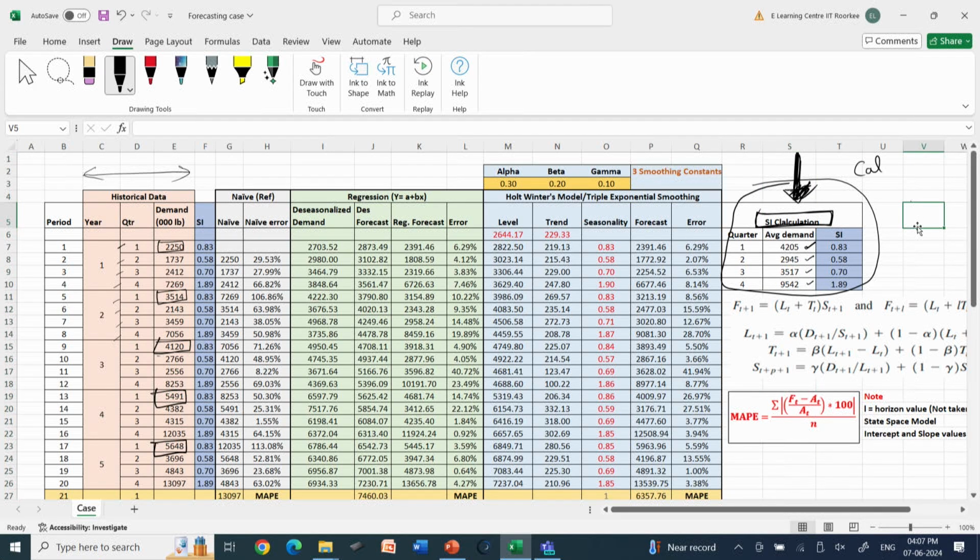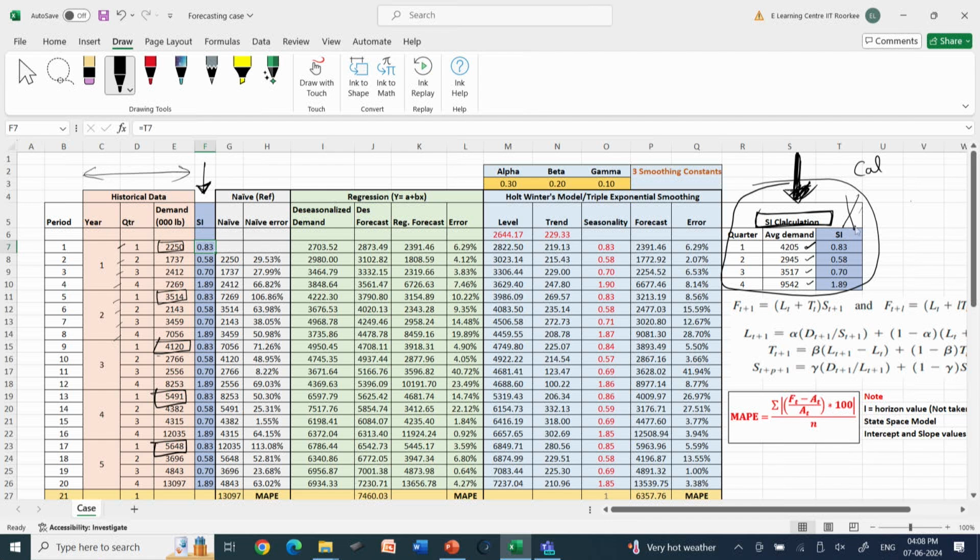Now, after getting this average demand, in fact, please do not see this column. Let us come back to column F, where we have the demand of a particular period divided by the average demand for that period. Like you see, 2250 divided by 4205. If you see the formula which we have inserted in cell F7, we have directly transported the value from column T here.